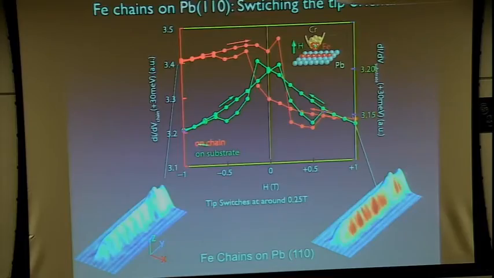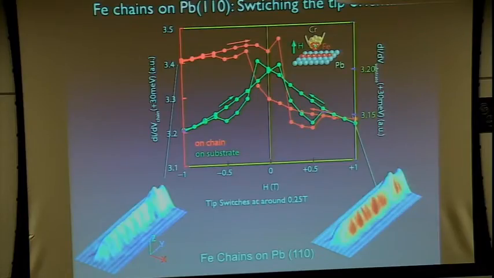So here's a signal of tunneling between these tips that switch at a quarter of Tesla and the substrate. And you can see that when I'm at positive 1 Tesla or negative 1 Tesla, the signal is the same. That's good. The signal is symmetric. That's good because lead is not magnetic. But you notice that the signal is higher when the field is lower and highest at 0.